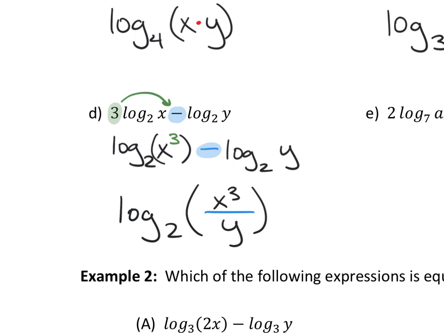Yes, sir? Will it always be the same log number? For the little base? Yeah. It should be. You actually can't use these rules if those logs have different bases. Just the same way exponents have to have the same base to do the exponent rules, logarithms have to have the same base to do the logarithm rules.